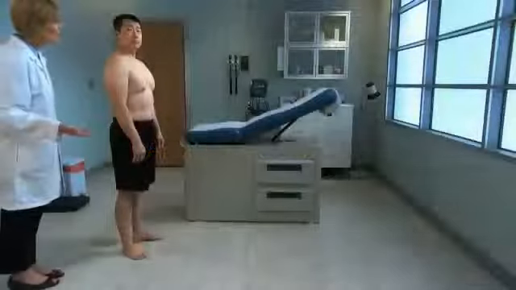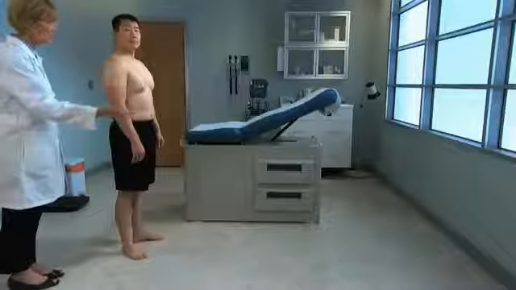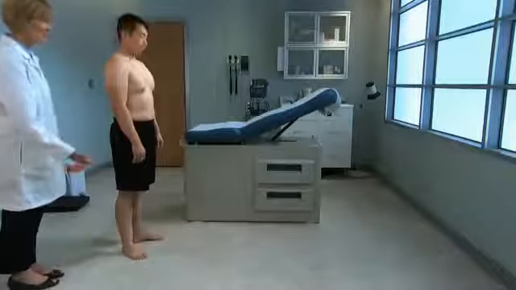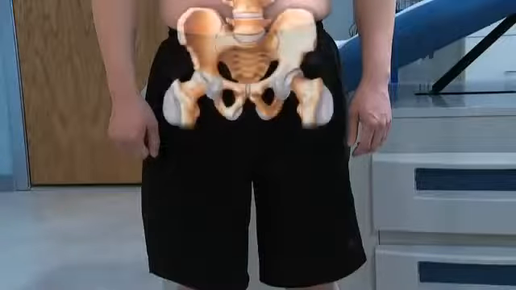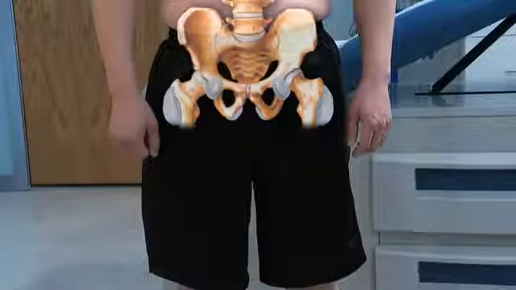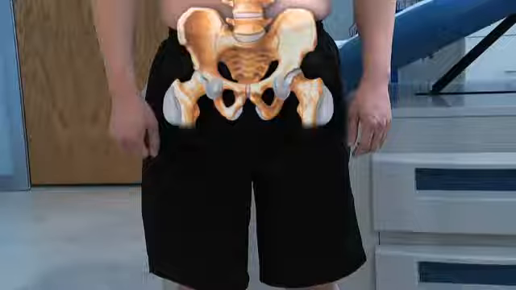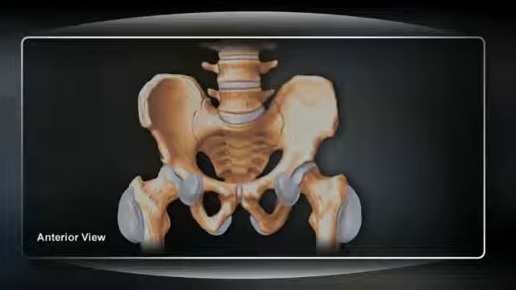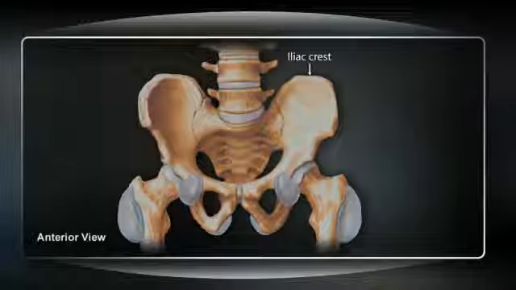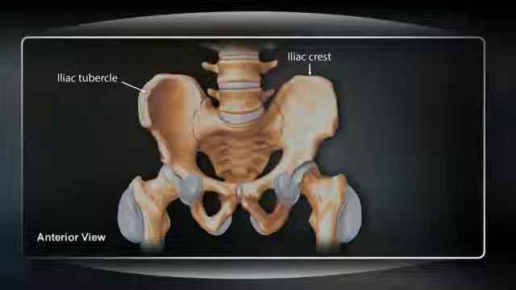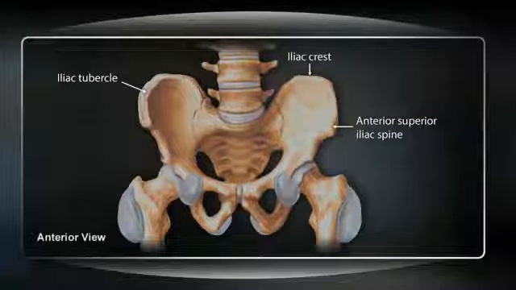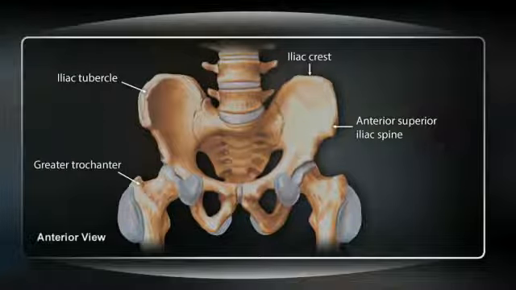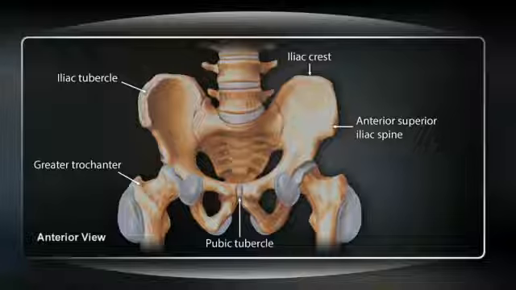To prepare for examination of the hips, let's review the pertinent anatomy. The hip joint lies deep to the inguinal ligament. Because of its overlying muscles and location deep in the pelvis, the hip joint is not readily palpable. On the anterior aspect of the hip, you can identify the iliac crest, the iliac tubercle, the anterior superior iliac spine, the greater trochanter, and the pubic tubercle.